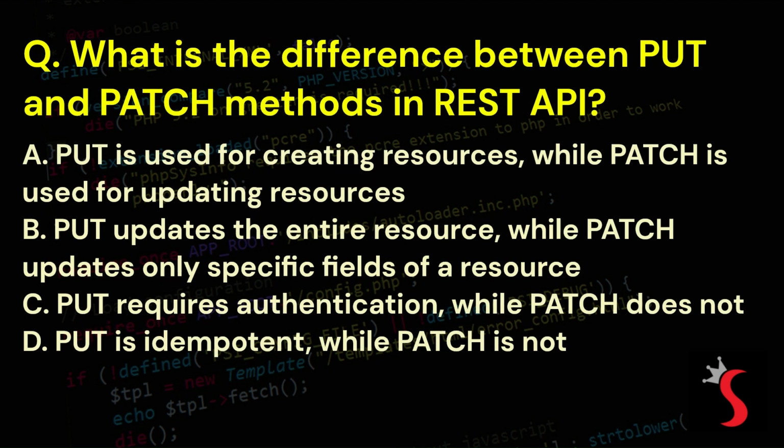What is the difference between put and patch methods in REST API? A. Put is used for creating resources, while patch is used for updating resources. B. Put updates the entire resource, while patch updates only specific fields of a resource. C. Put requires authentication, while patch does not. D. Put is idempotent, while patch is not.